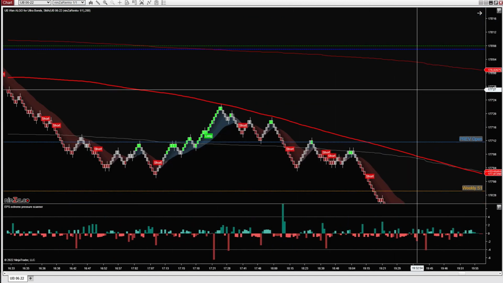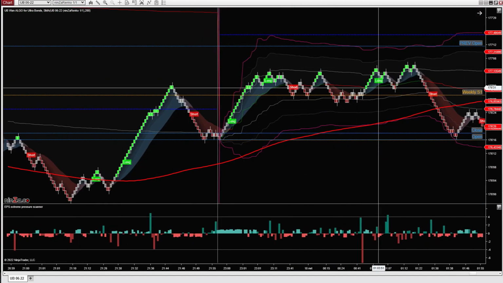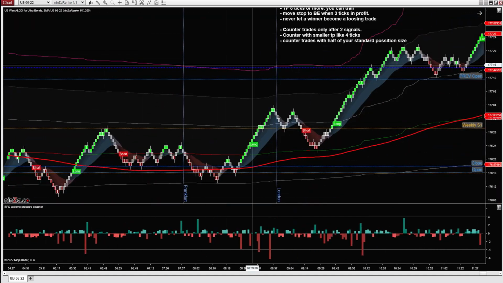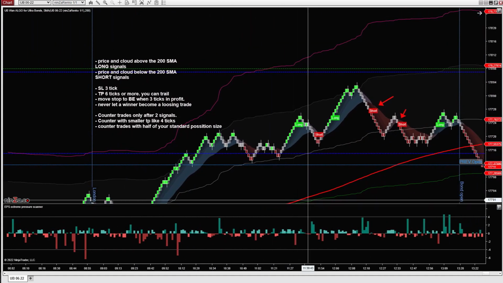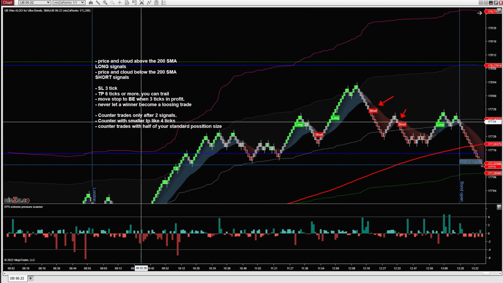And yeah, that's about it, guys. Again, back to our notes. Here we got them. Take a look at them. Price above the cloud, 200 SMA, long signals. Price and cloud below the 200 SMA, short. 3 tick stop loss, 6 ticks for TP. You can also trail the stop. Move stop to break even when you're like 3 ticks in profit. And never let a winning trade become a losing trade.